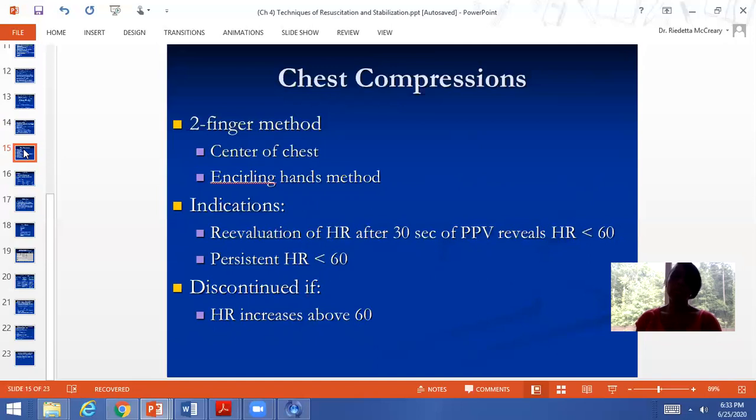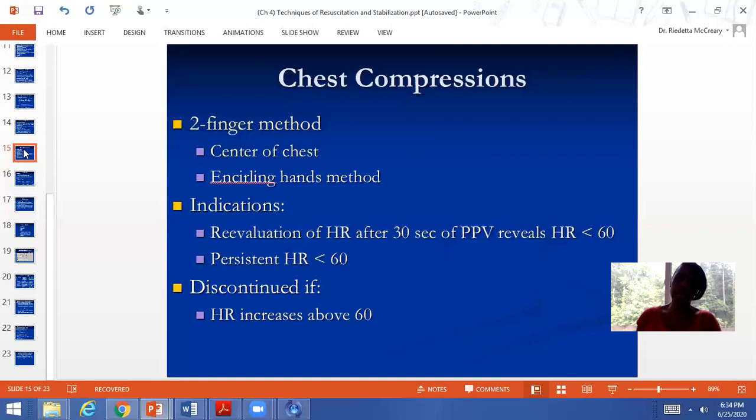But I will tell you, if you are the only one attending to the neonate, you can't do both. You can't do thumbs encircling hands technique and ventilate the baby at the same time. Because the thumb encircling hands method is best done from the side of the bed, so either the left or the right. And if you're bagging the baby, you're bagging them from the head of the bed. So you don't want to move to the side, do the compressions, move to the head, do the bagging.